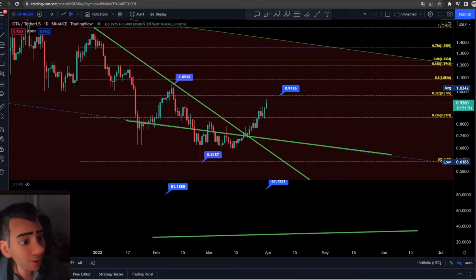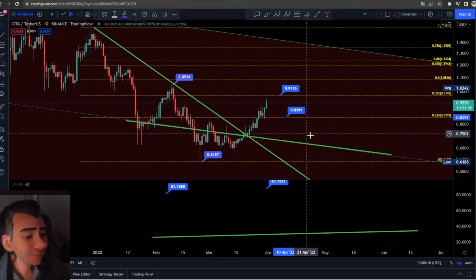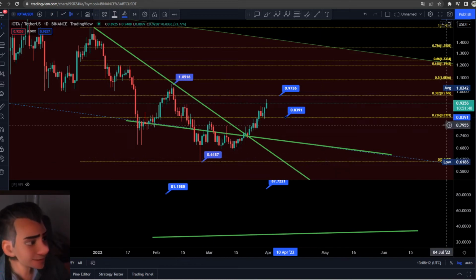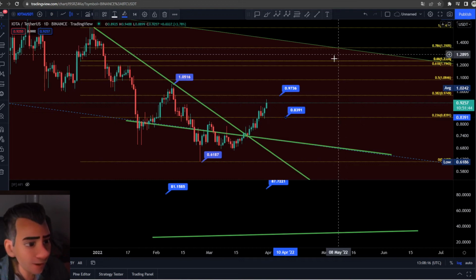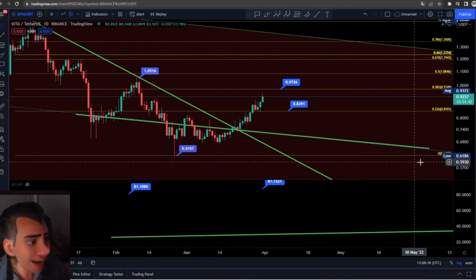What is good for the moment? We are over this line. We are over 83 cents. Why is it so important? Because it is the 0.236 Fibonacci line, and we need to hold this if we want to go up more and more. I am in a long position.